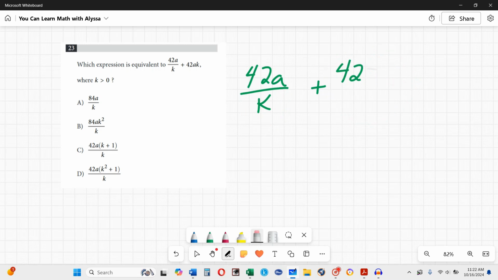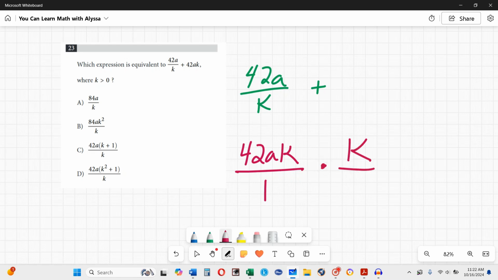So I need to change this 42ak into a fraction with a denominator of k. The way we do that is we say that it's a fraction over 1, because we can do that with anything. We can say it's something over 1, it doesn't change it. I need to multiply by k over k, because then I'll have 1 times k on the bottom, and that will get me to that denominator of k. But why can I multiply by k over k?